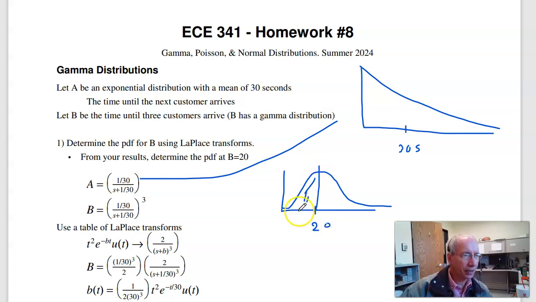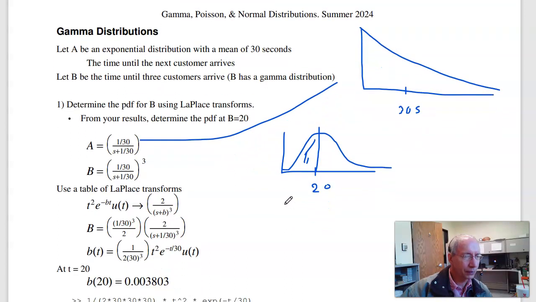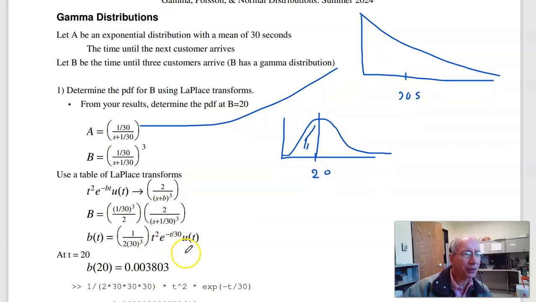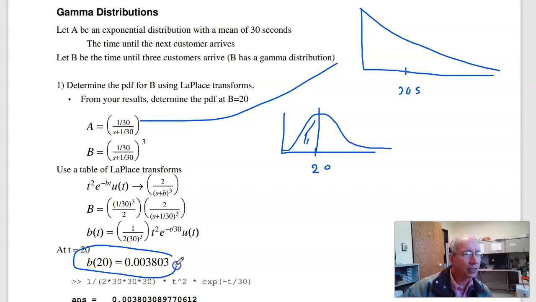One way to do that is to find the PDF. I can use the table of Laplace transforms. For the form 2 over s plus b cubed, the transform pair is t squared e to the minus bt. To put this in the same form, I'm going to put a 2 on top and divide by 2 to make it cancel, and factor out the 1/30th squared. Now this is in the same form as my table, so it's my constant times t squared e to the minus t over 30. So that's the value of the PDF at 20 seconds right here.